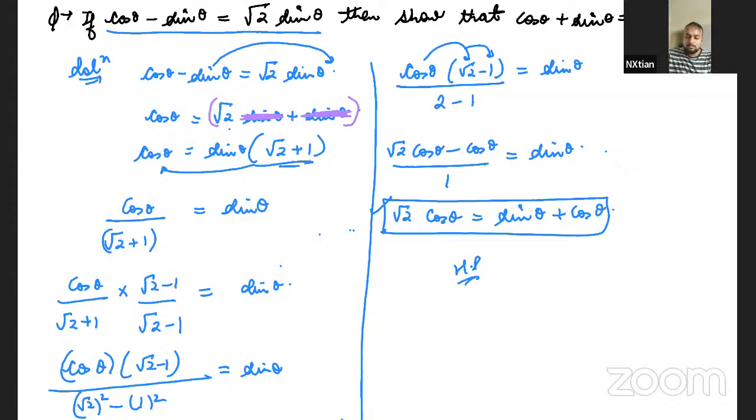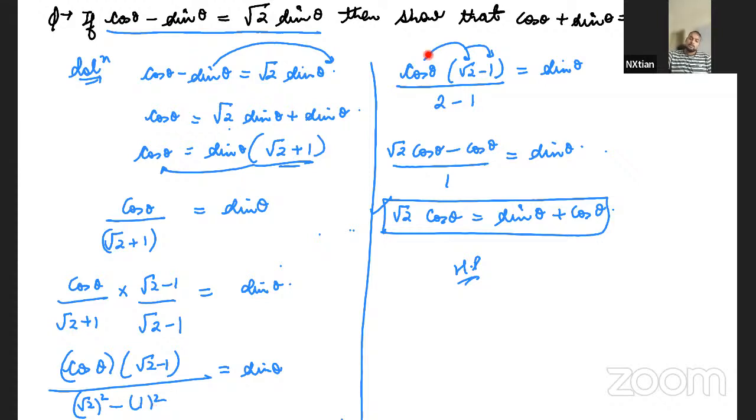Understood? Okay. Now this is root 2 plus 1, it goes to the other side to divide, so cos theta upon root 2 plus 1 is equal to sin theta. Now I did the rationalization. Rationalization is the process in which the denominator is rationalized, in which if plus is there, then I multiply by minus, in both numerator and denominator. Guys, please pay attention. Now cos theta into root 2 minus 1, and this is the form of a plus b and a minus b, which becomes a square minus b square. Any problems here?